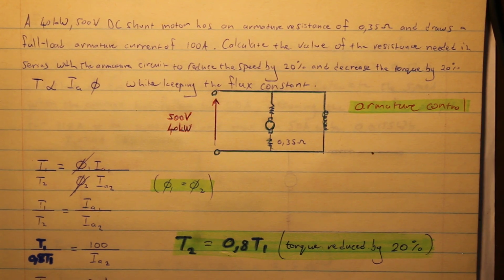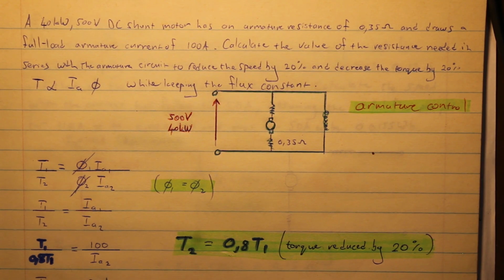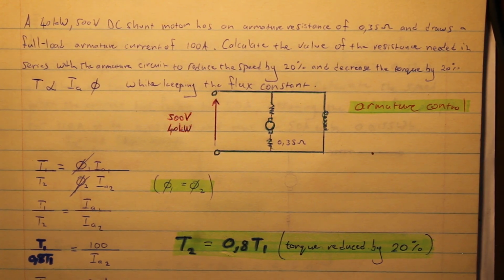Okay, so now we're going to be looking at another speed control question, but this one is with a shunt motor. The question says we have a 40 kilowatt, 500 volt DC shunt motor, and it has an armature resistance of 0.35 ohms, and it draws full load armature current of 100 amps. Calculate the value of the resistance needed in series with the armature circuit to reduce the speed by 20% and decrease the torque by 20%.